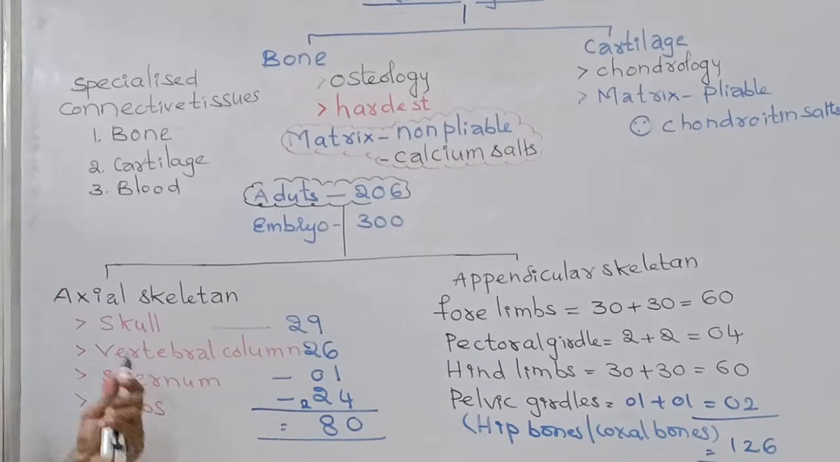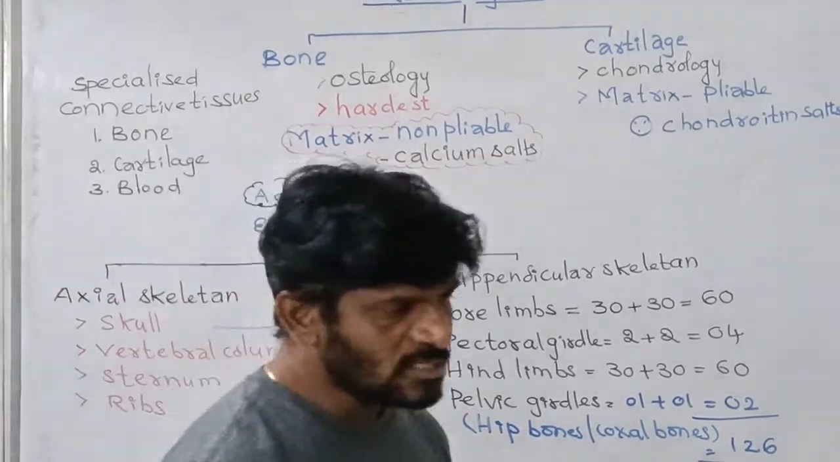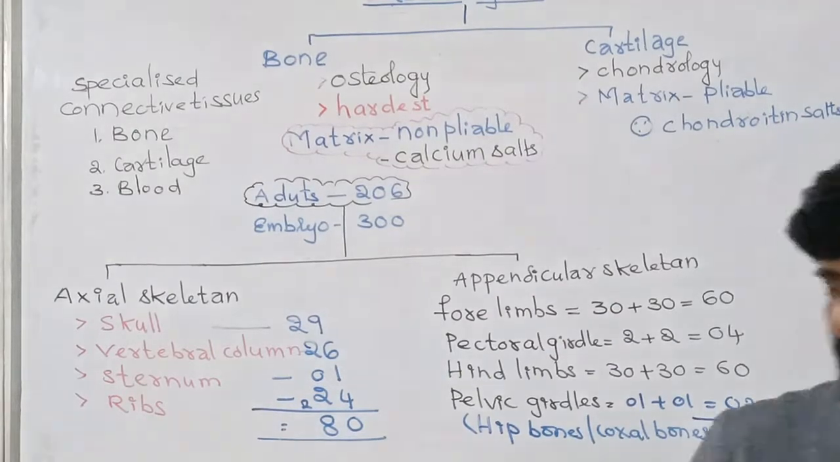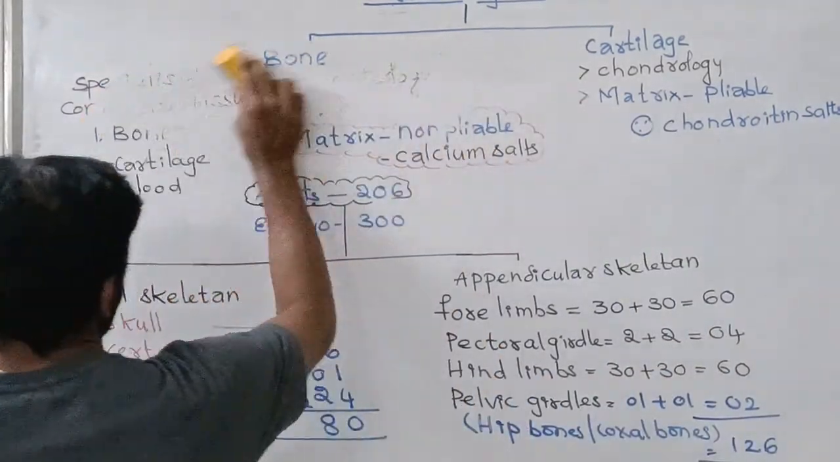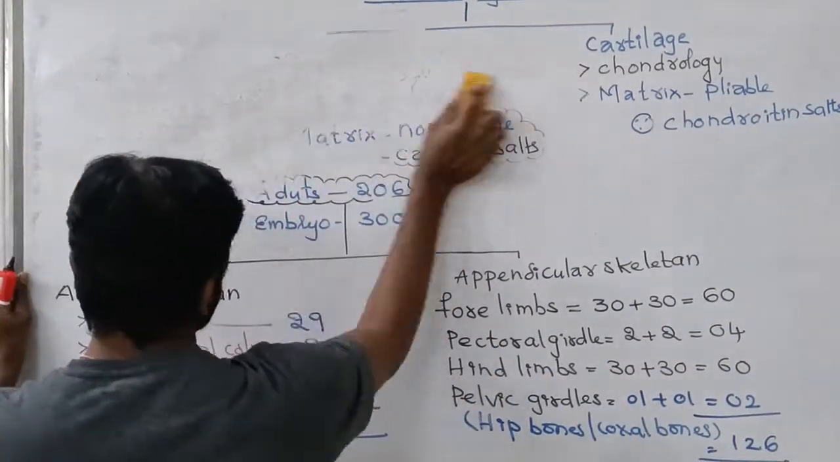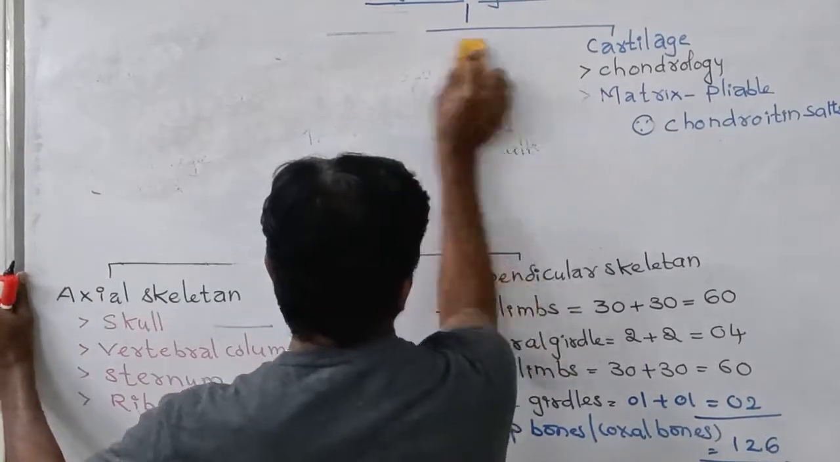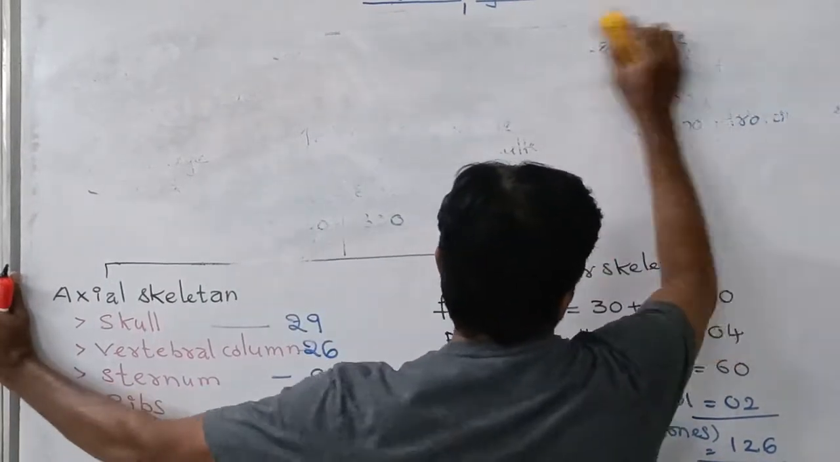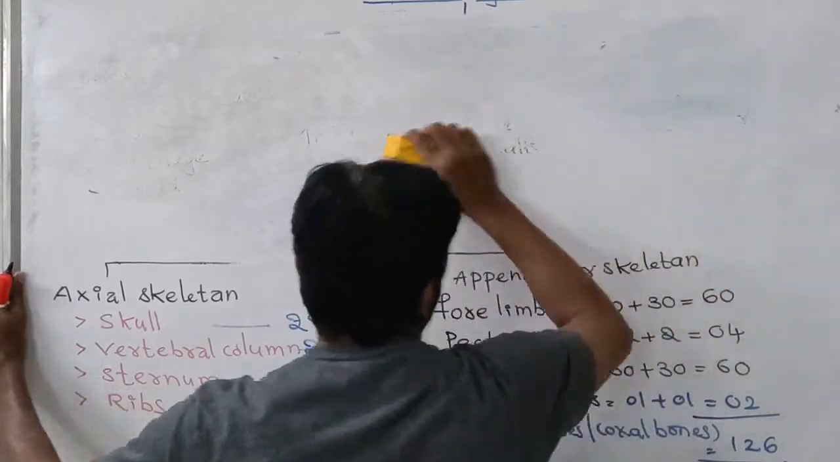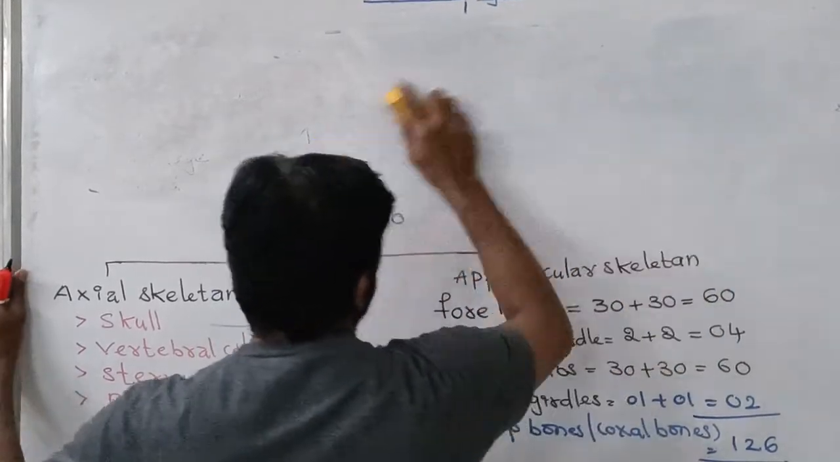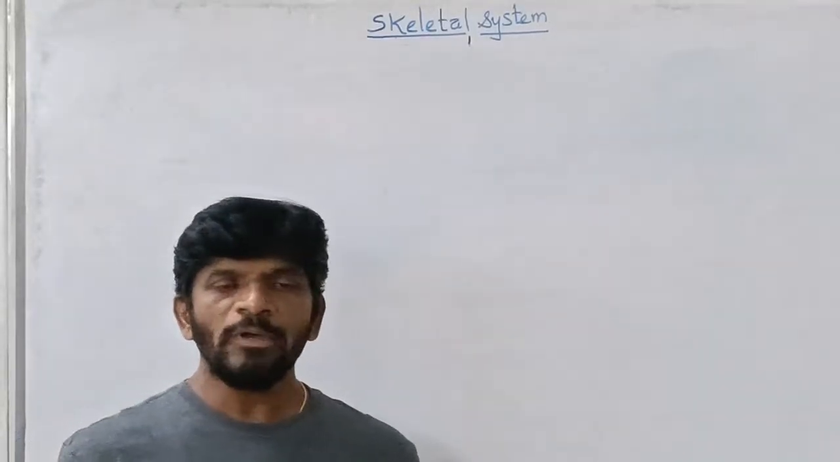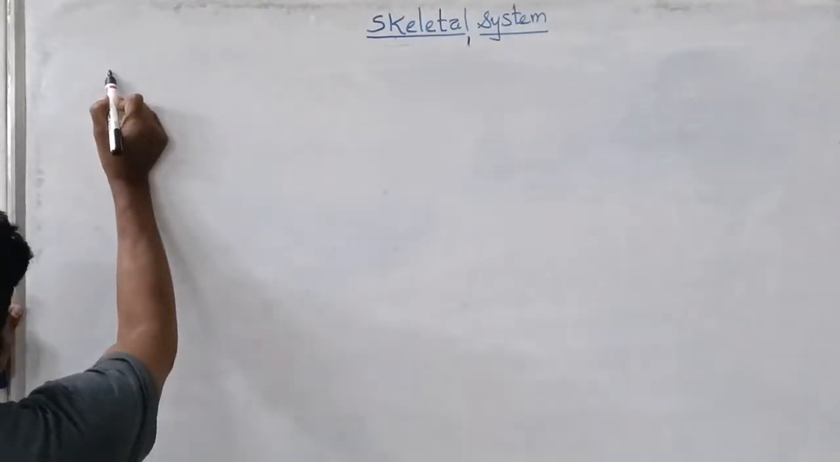Now I am going to discuss the axial skeleton. The first part of the axial skeleton is the skull. Then I am going to deal with the skull of man. The first part in the axial skeleton is the skull.